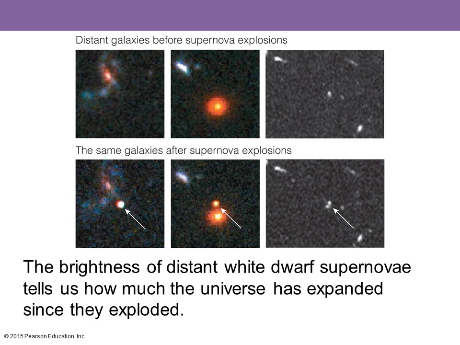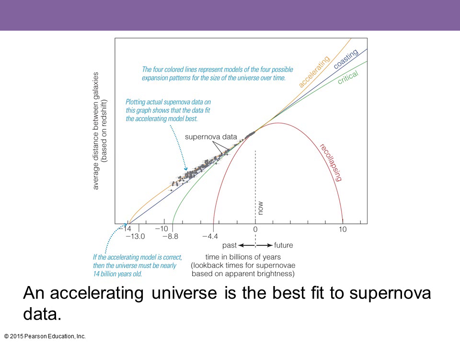This is something kind of interesting. The brightness of distant white dwarf supernovae tells us how much the universe has expanded since they exploded. And if we plot those supernova expansions on a graph, as you see here, we have the average distance between galaxies on the vertical axis, and time on the horizontal axis. 0 is somewhere just a little right of center. We see that most of the galaxies are resting on what we think might be the accelerating curve. This is the same graph you see on page 477 of your book.